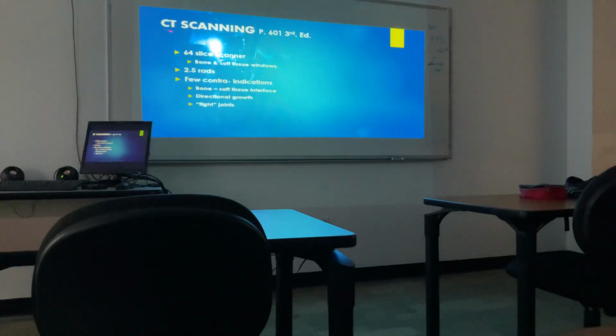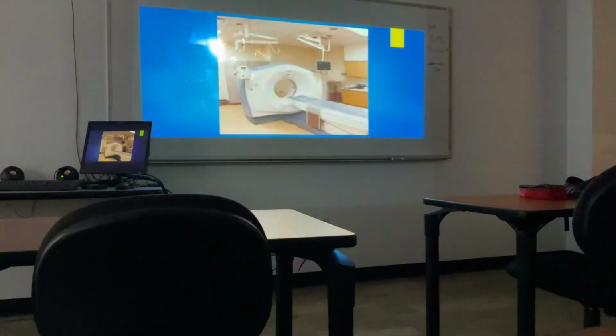Next one is a CT scan. And a CT scan, well, let's show you what it looks like. That's what it looks like. It looks like an MRI scanner. And you lay recumbent in here. This machine does a lot of gyrations around you, and it captures data. Okay?